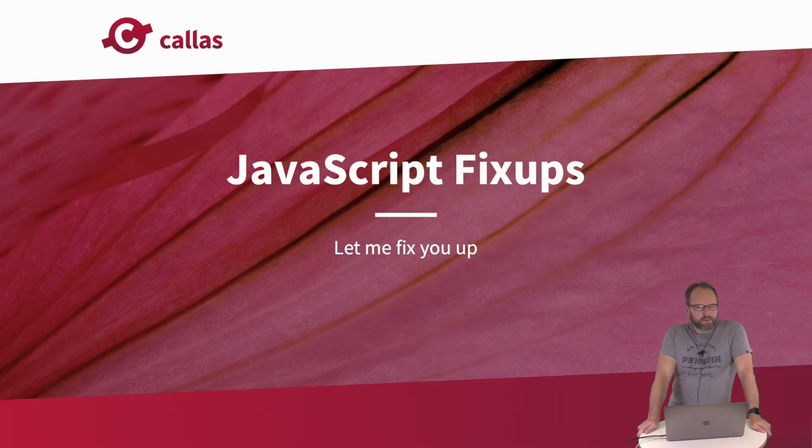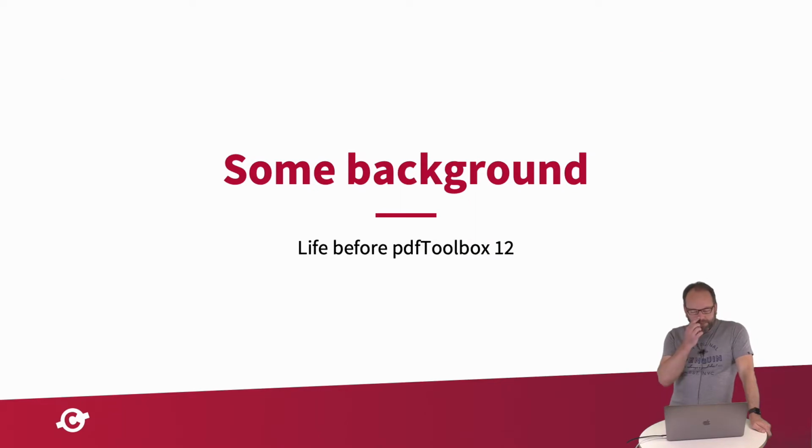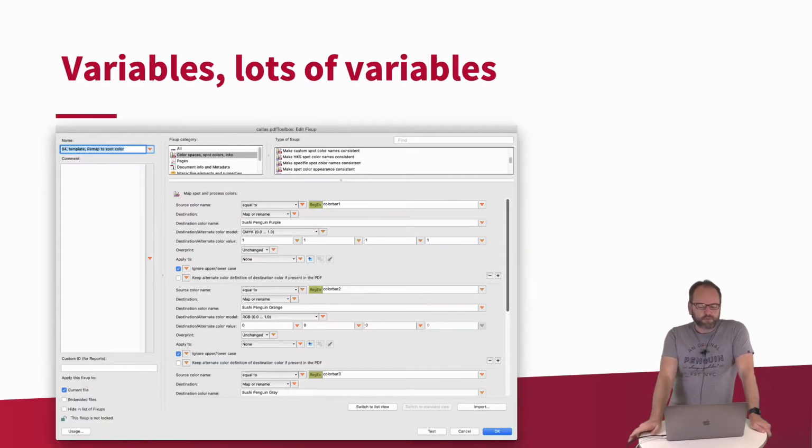We're going to talk about JavaScript fixups, which is already technically a mistake, but we'll get to that. The background for this is that if you think back to before pdfToolbox 12, then, well, in pdfToolbox 10, for example, there was a way to set up complex fixups, and you can see one on screen with lots of variables to control it. So of course you can use it just with the UI features and so on, but you could also put lots of variables in there and then control it from the outside.